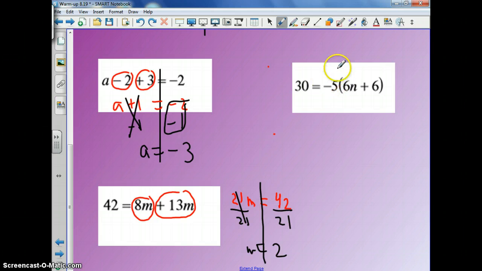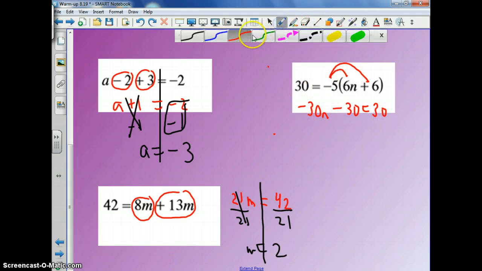All right, so on this one, there are two ways to do it. What's one way? The distributive property, or we could divide by -5. I'm going to go ahead and distribute. You could do it either way. What's -5 times 6? 30. So we have negative 30 n. And all I did was switch it to put my variables first because I think that's a little better.